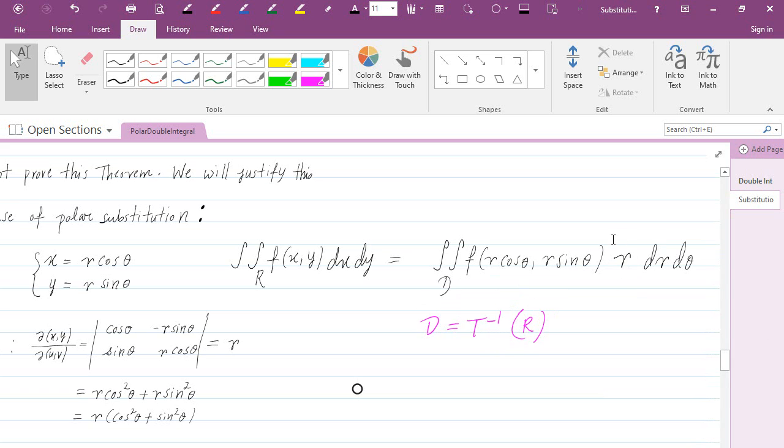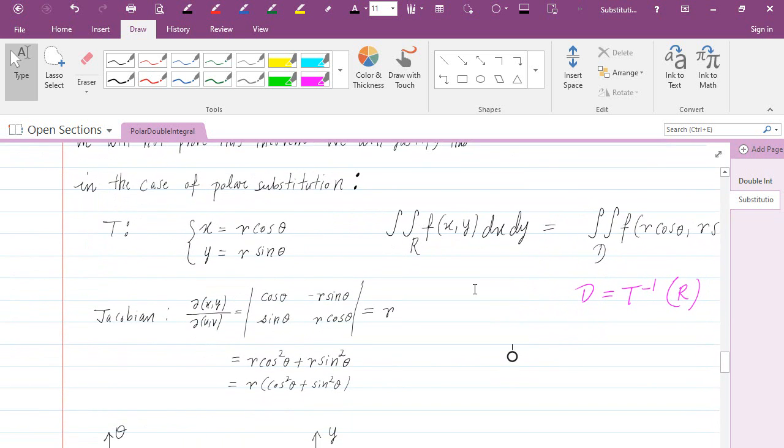Now the absolute value of the Jacobian here is r. The Jacobian is the 2 by 2 determinant, where the entries in the first row are the partials of x with respect to r and theta, and the entries in the second row are the partials of y with respect to r and theta.